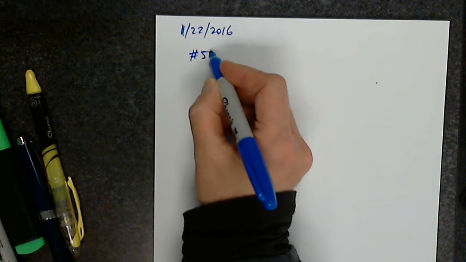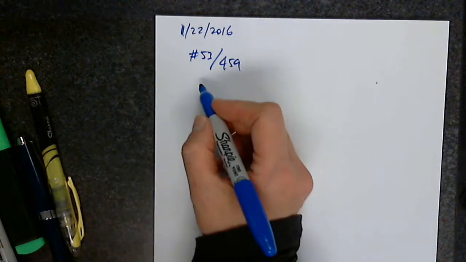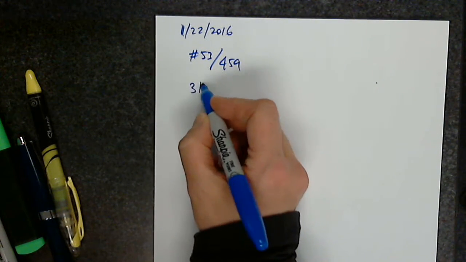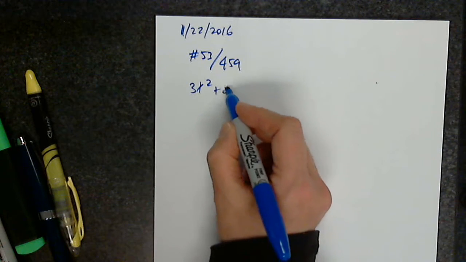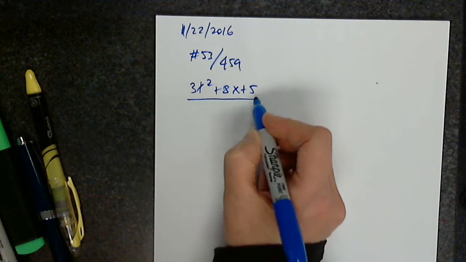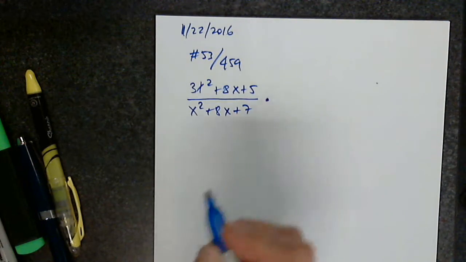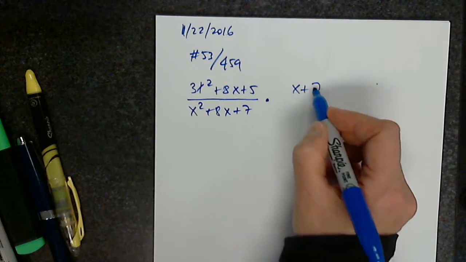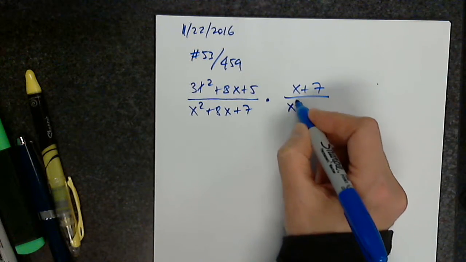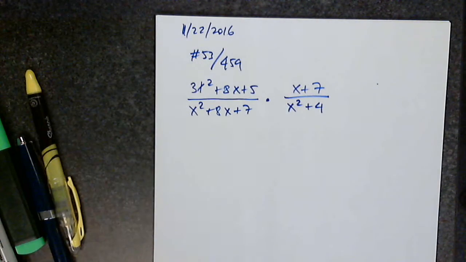Very good. So I'm looking at a multiplication first. Let's say 53 on page 459, in which we have 3x squared plus 8x plus 5, everything divided by x squared plus 8x plus 7, and multiplied by x plus 7 over x squared plus 4. What would be the first step recommended here?